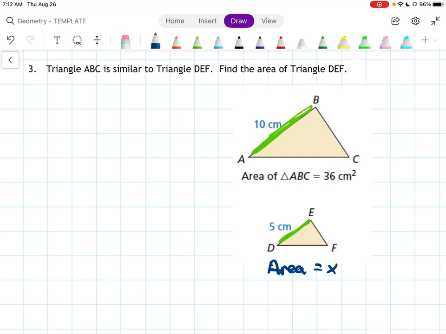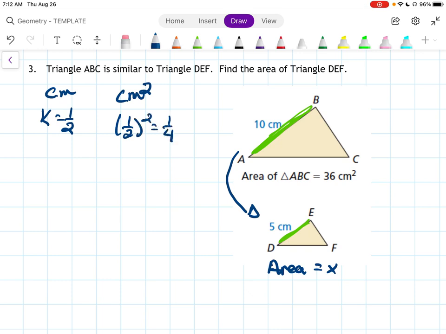Starting off, I want to find my scale factor. I'm going to go from the top one to the bottom one. The top one is 10, the bottom one is 5. So right there, what I did is I multiplied by 1/2. So K is 1/2. This is measured in inches, or I guess here it's measured in centimeters. Now I want to talk about area. Area is measured in centimeters squared. So that means I need to square my scale factor. So this is 1/2 squared, which is 1/4.